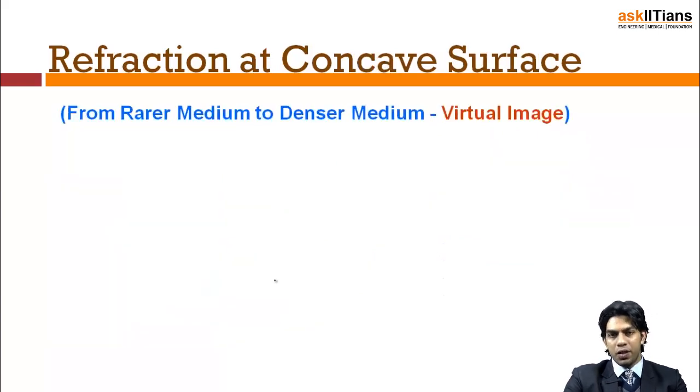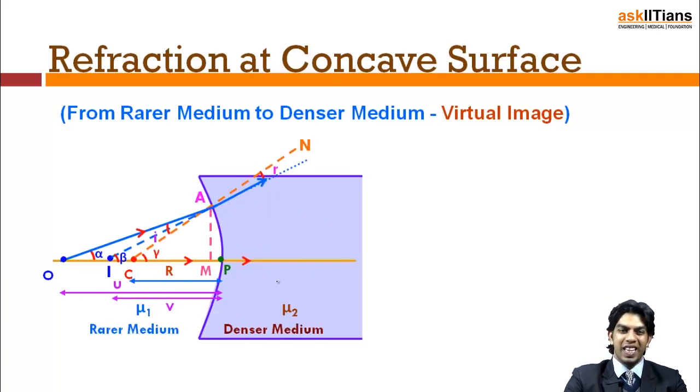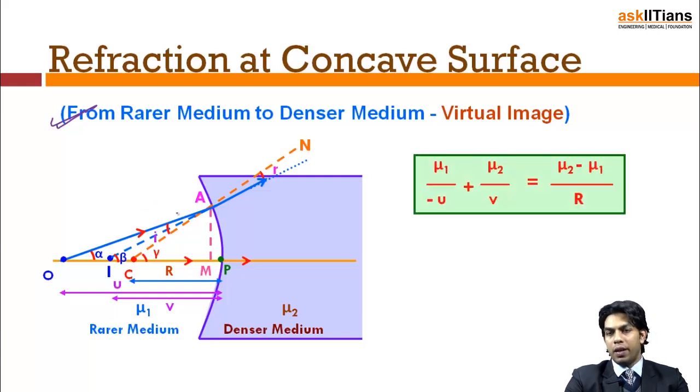Now for the concave surface from rarer medium to the denser medium, again the concave surface yields a virtual image. So this will be the picture. Again, as I've told you earlier, the expression will be the same. So what you can do as a matter of practice is work this setup out. That is, the same triangles which we considered early on in arriving at those expressions, you can basically try out for this particular setup as well. So again, it's mu1 by minus U plus mu2 by V gives you mu2 minus mu1 by R.